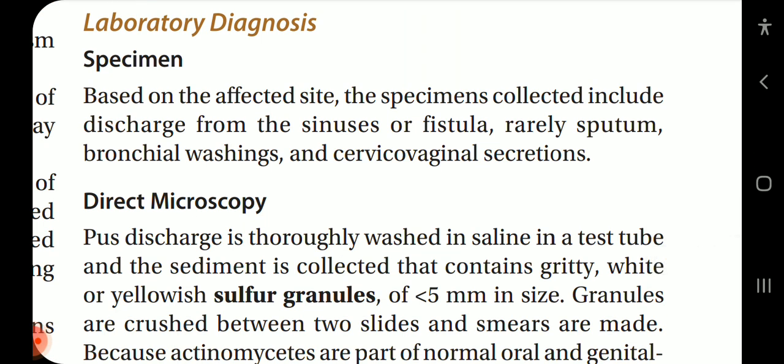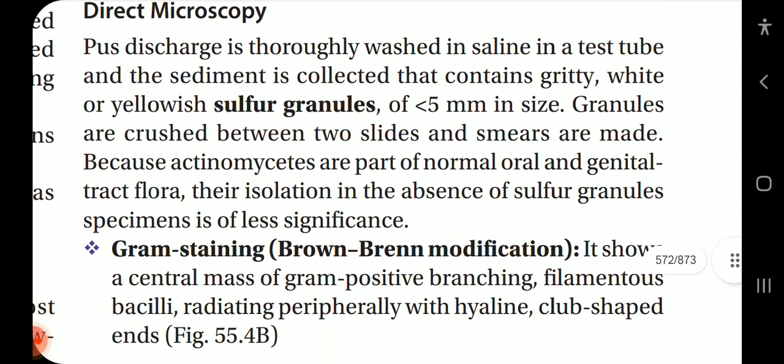Now, laboratory diagnosis. Specimen: based on the affected site, the specimens collected include discharge from the sinus or fistula, sputum, bronchial washings, and cervicovaginal secretions. Direct microscopy: pus discharge is thoroughly washed in saline in a test tube, and the sediment is collected, which contains gritty white or yellowish sulfur granules of less than 5 mm in size. Granules are crushed between two slides and smears are made.